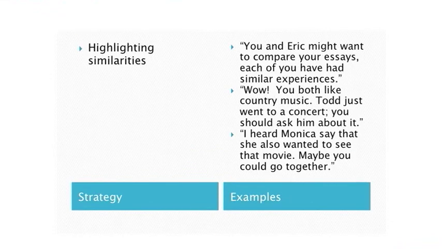Another strategy would be highlighting similarities. So the facilitator might say something like, did you know you and Eric might want to compare your essays? Because each of you both went to see the Avengers movie last week. You guys should talk about that. Or, wow, did you know you both like country music? Todd just went to a concert. You should go ask him about that. So this is something that you could say to the peer or to the student with ASD as a way to sort of facilitate, model, and prompt some interactions.